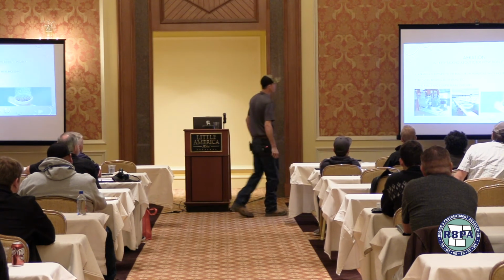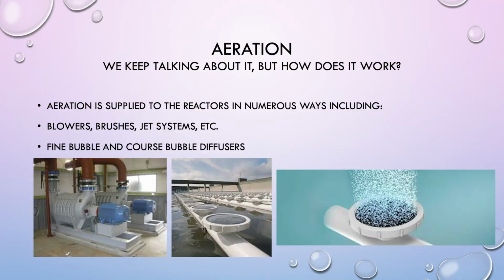Aeration. We keep talking about how the hell does it work? It's supplied to reactors a bunch of ways: blowers, brushes, jet systems. So these are blowers. These are multi-stage. This is an old picture, obviously. You guys probably have high-speed turbos.